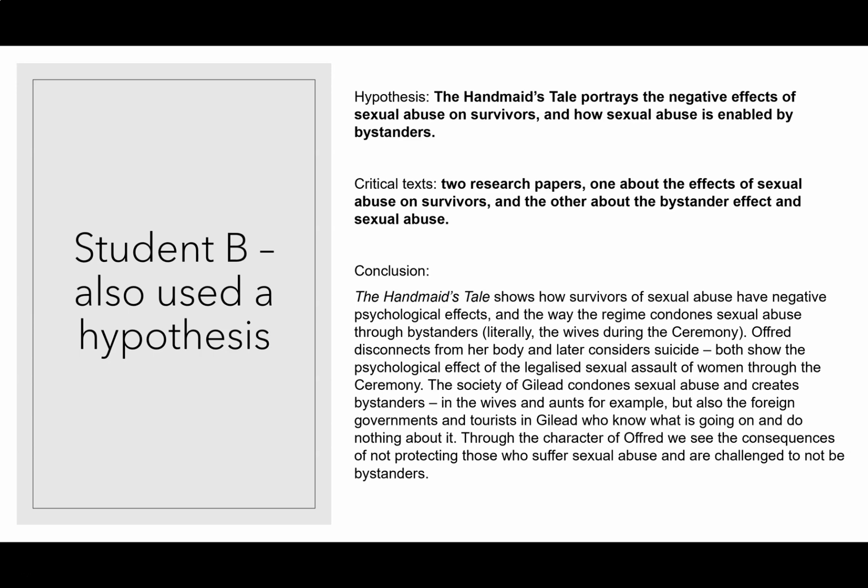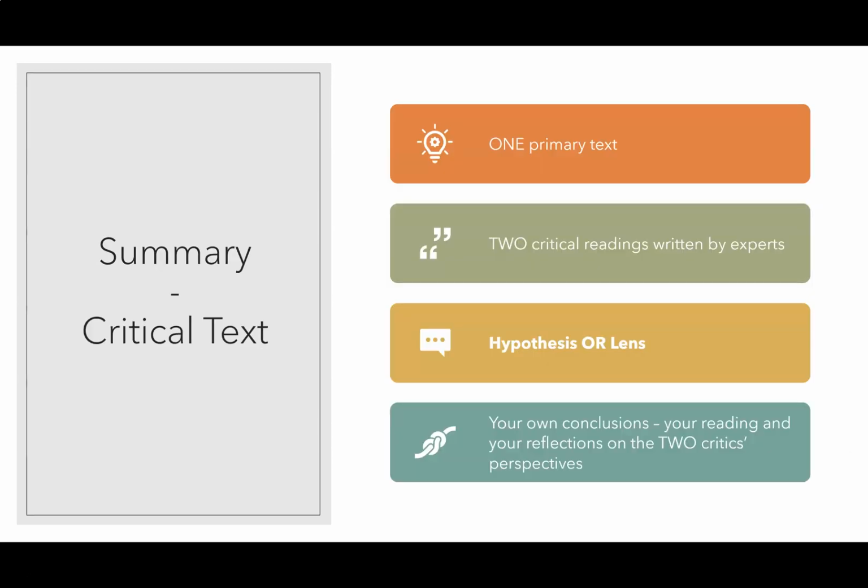Okay, so that should have given you a good idea of what critical text is about. Just summarizing this at the end here. For critical text, you need one primary text. That can be a film, a novel, poems, short stories, or a documentary. We've also had a student write a critical text on an album, so that worked quite well. It works much better than just one song.